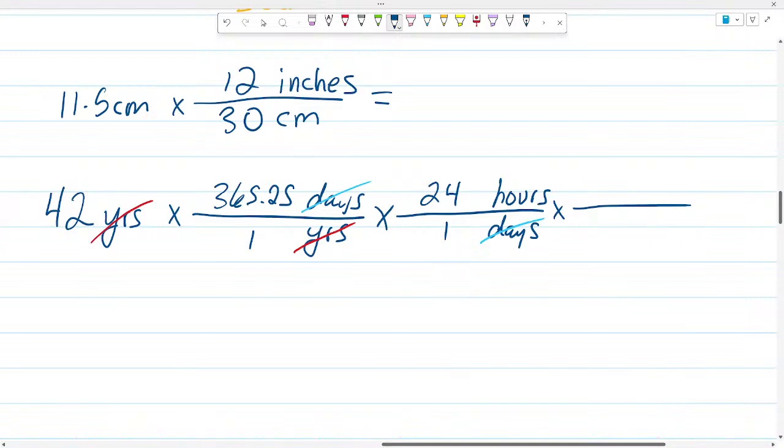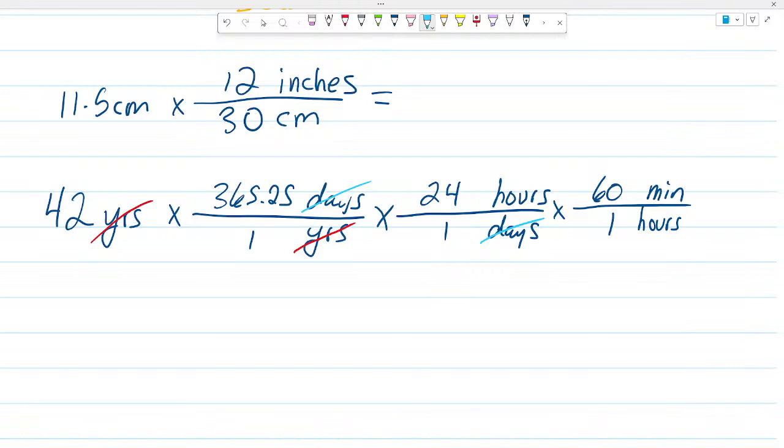What unit am I going to cancel? Hours. Where do I put it? The bottom. What unit do I want? Well, seconds. Do you know how many seconds are in an hour? I do because I teach physics, but you probably don't. Probably you do know, though, how many minutes are in an hour. So let's go with that. How many minutes are in an hour?